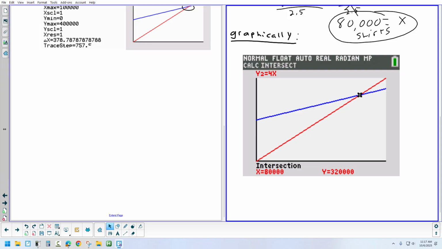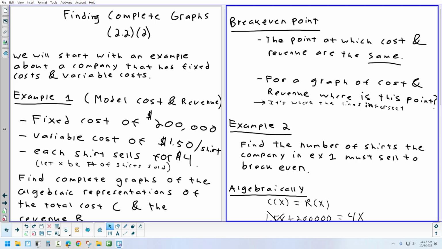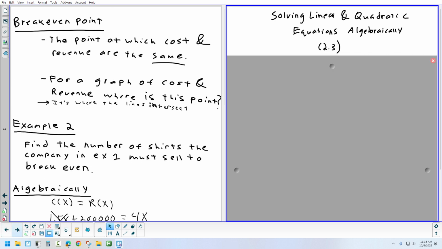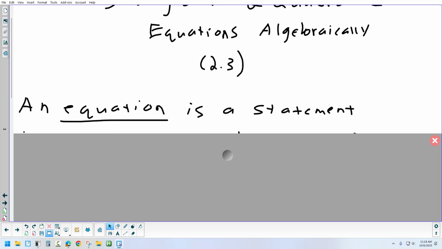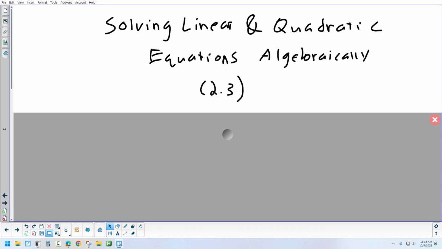Any questions on that one? That's all that was left in 2.2. So we're done with 2.2. Okay, so last thing we're going to look at is 2.3, solving equations. We're going to look at 2 kinds of equations, linear and quadratic, just those 2.